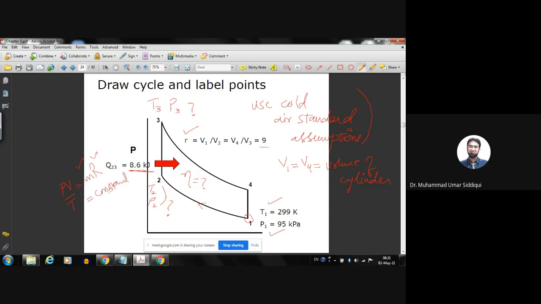When this is constant, always remember that we can say P1 V1 over T1 equals P2 V2 over T2, which is the same as P3 V3 over T3, which equals P4 V4 over T4. So all these relationships are valid in this kind of condition.